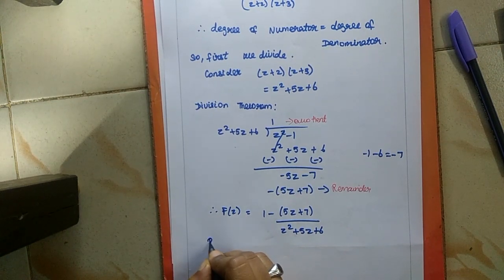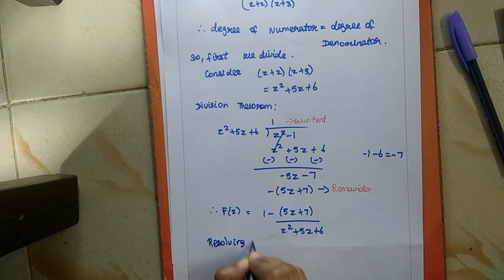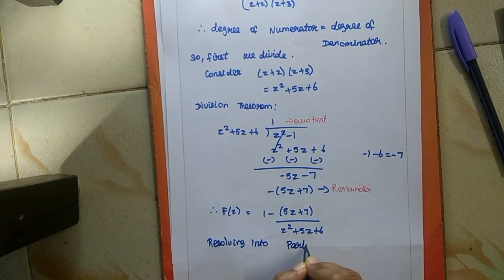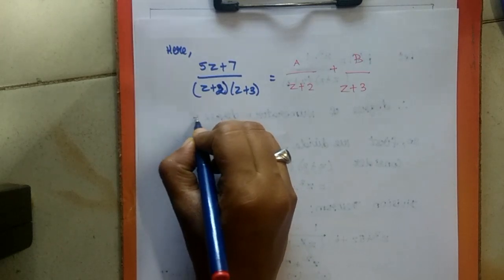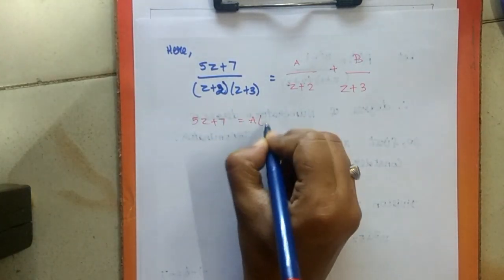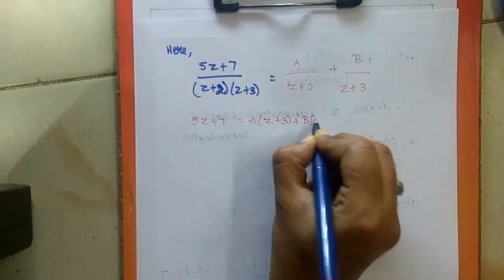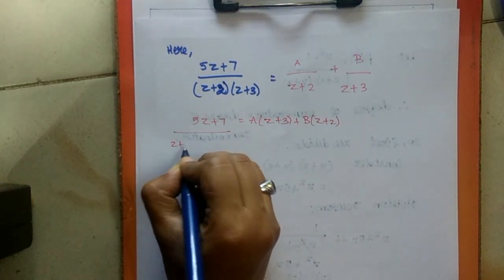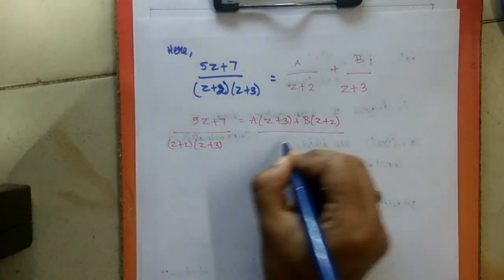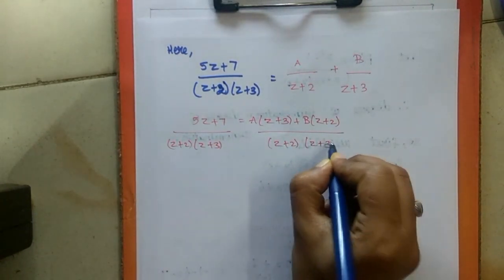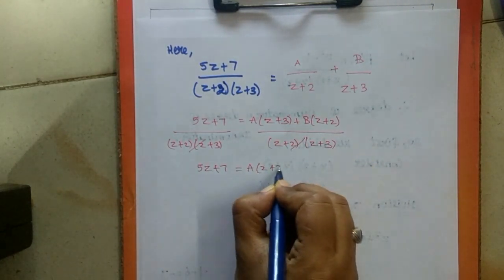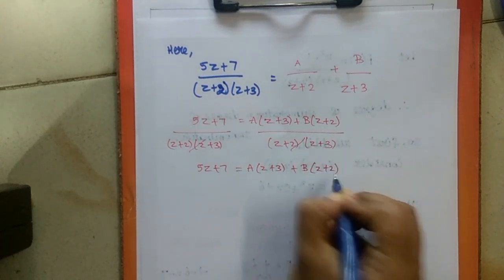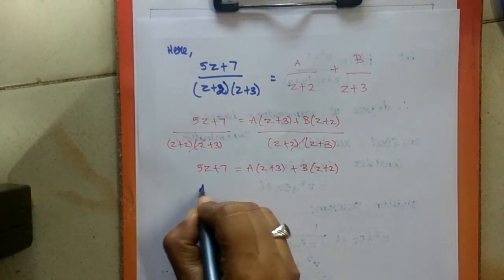Then resolving into partial fractions. Solve this: 5z plus 7 equal to a into z plus 3 plus b into z plus 2, z plus 2 into z plus 3. Here we have the same term, so we cancel out these two terms. Then 5z plus 7 equal to a into z plus 3 plus b into z plus 2. We are going to find the values of a and b.